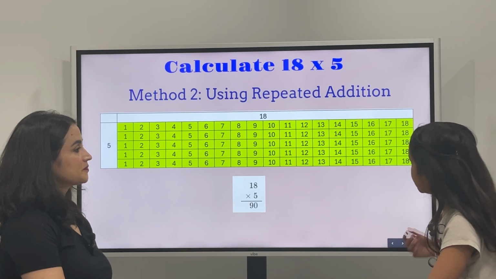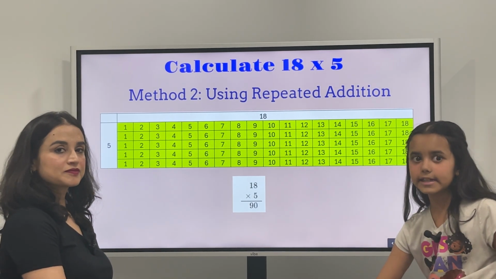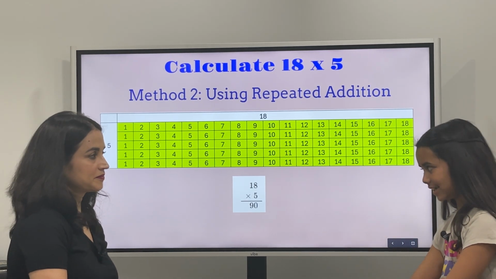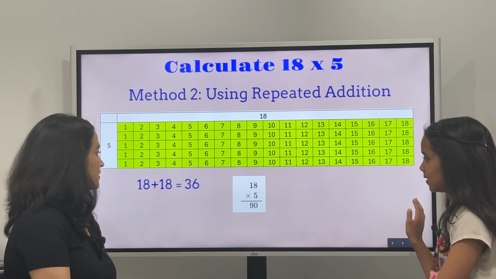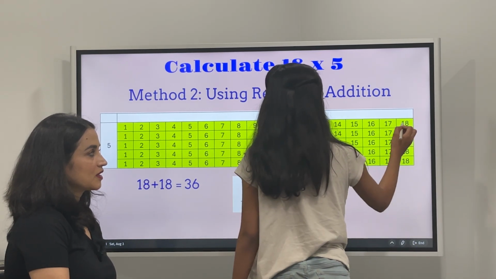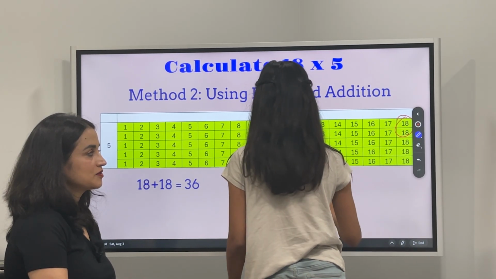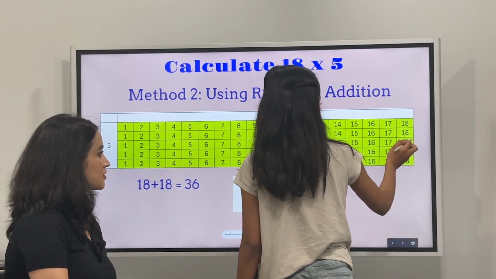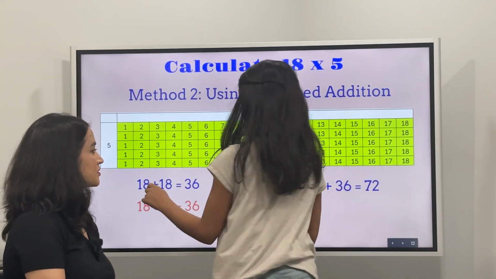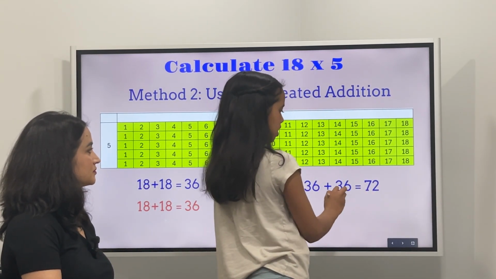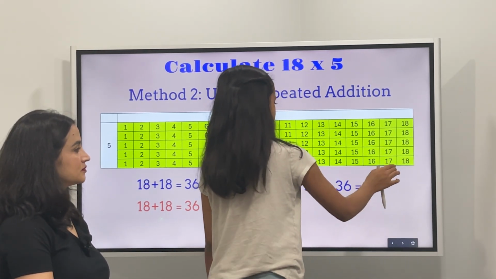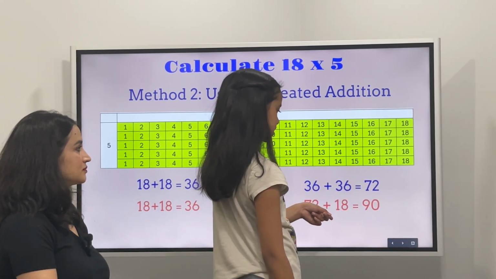This is called using repeated addition. It's just doing 18 over and over again. So you add it 5 times. 5 times 18 equals 90. First we take these 2, then the other 2, and then we take these 2, which is 36. Then we do 36 plus 36, which equals 72. And then we take the last one, 72 plus 18, which is 90.